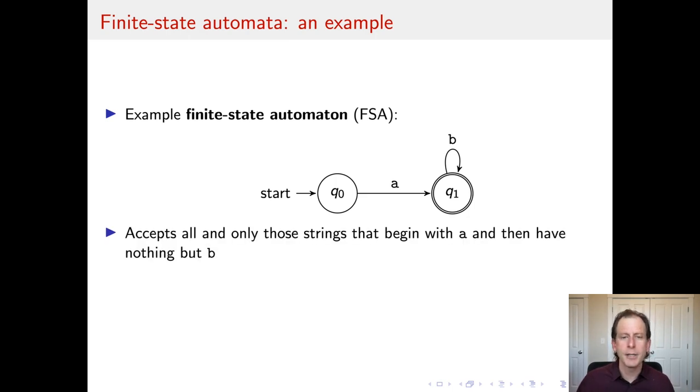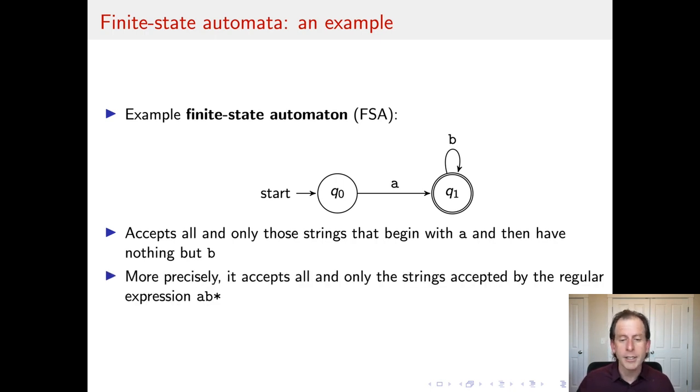So this automaton, for example, accepts all and only those strings that begin with A and then have nothing but B in them. More precisely, it accepts all and only the strings that are accepted by the regular expression AB star. So it has to have exactly one instance of A at the beginning to get out of Q0 into Q1, and then it can have 0 or more instances of B, no matter how many it is. It will continue to loop and stay in Q1, and at the end of the string, if you're in Q1, then you are accepted because you're in a final state.